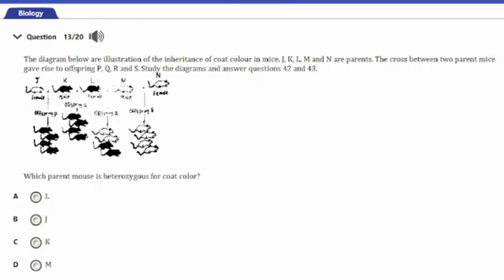We have A, L, B, J, C, K, and D, M. So guys, the answer to this question is option A, and that's L. The mass indicated in L is heterozygous for coat color. And that's the answer to this question, guys. Let's consider the next question.